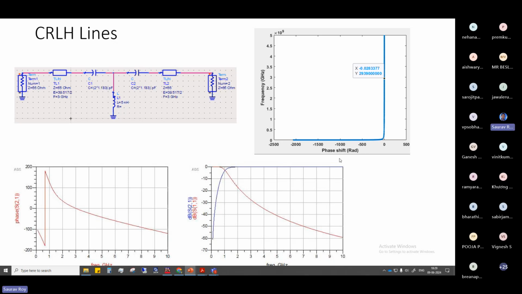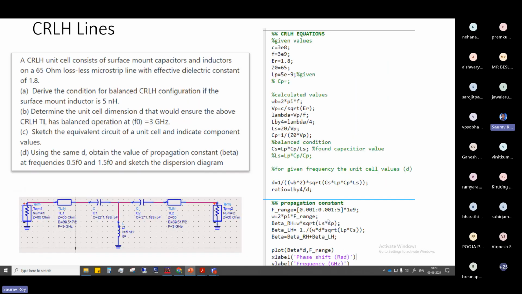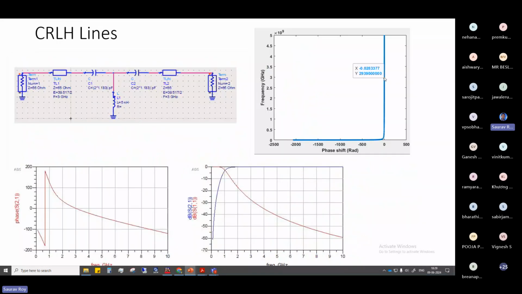The phase shift, that means beta into D, versus frequency. If you plot here, you see up to some frequency you have negative phase shift, and after some point you get right-handed or positive. At 3 gigahertz, what was the condition? You should have balanced operation. So that is what we have here. Close to 3 gigahertz, the phase shift is 0. That means it is a balanced operation. Above 3 gigahertz is right-handed, and below 3 gigahertz is left-handed. So it's a negative material here.